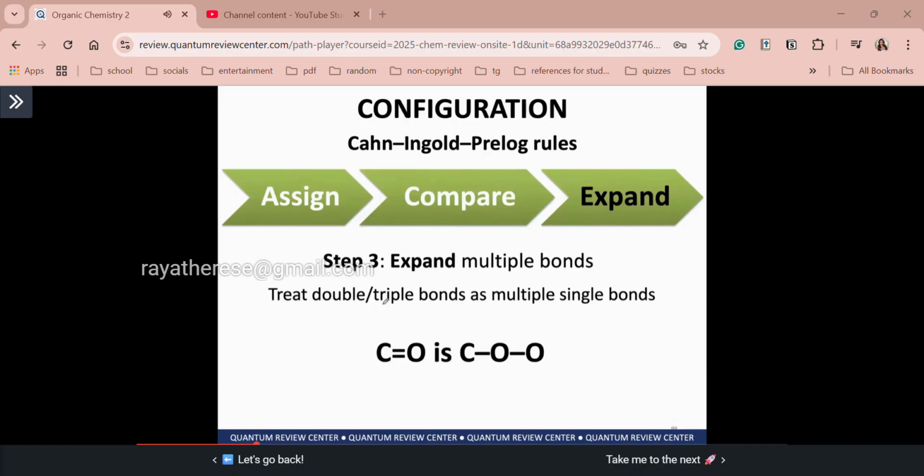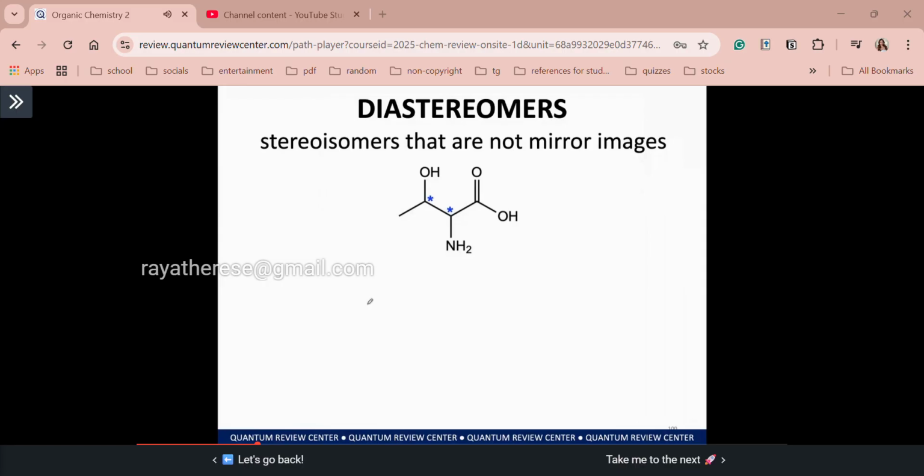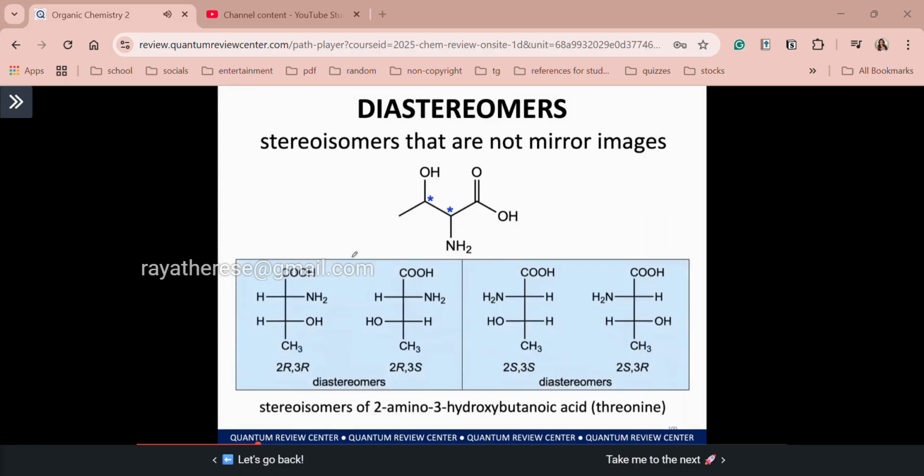Okay? But for now, I will first discuss another type of stereoisomerism, your diastereomers. So let's check. For diastereomers, they are not simply mirror images of each other. Again, let's take threonine as an example. So what do we mean by diastereomers? When we say diastereomers, they only differ in one chiral or stereogenic center. So really, let's check.